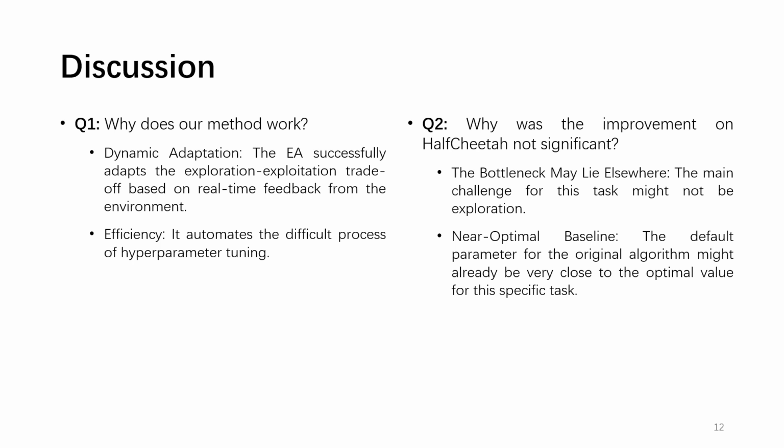And why was the improvement on HalfCheetah not as significant? We believe there are two potential reasons. The performance bottleneck for that specific task may lie elsewhere, not in exploration. It's also possible that the default baseline parameter was already very close to optimal for that task.